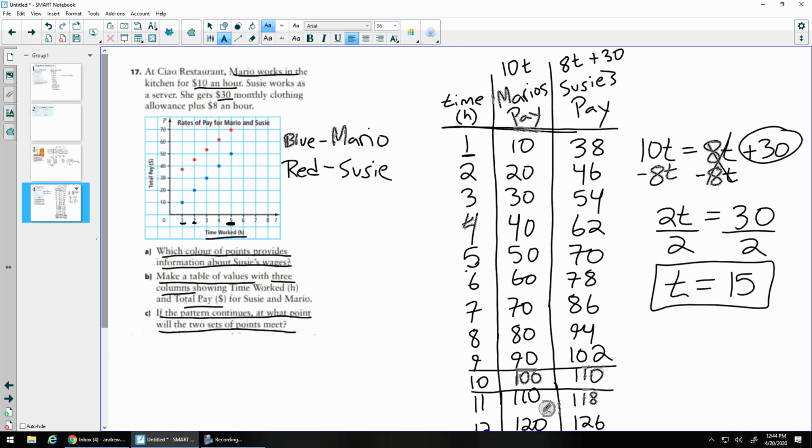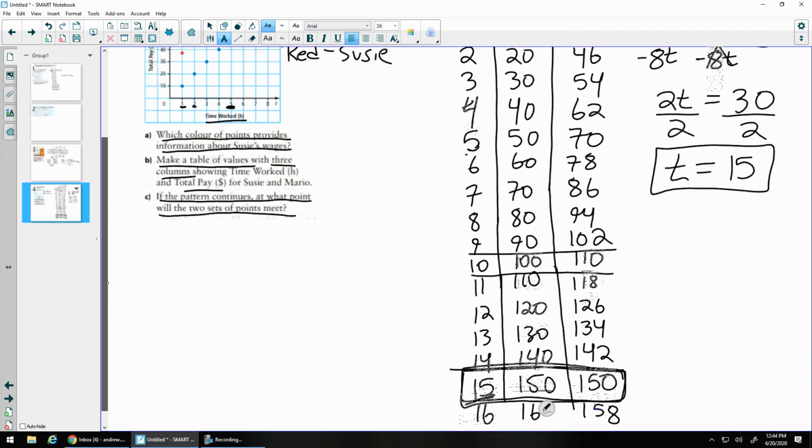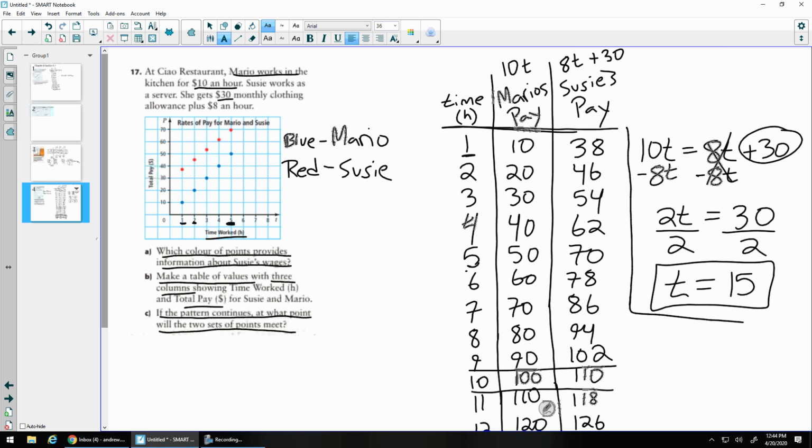Okay, so a little bit of a more challenging question, this one. You can just continue your table of values to find when they meet, using this algebra here. It's a little bit beyond what we're doing. That's more grade 9 math. But something probably lots of you could do.